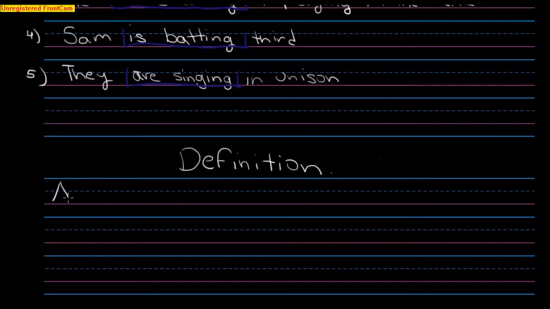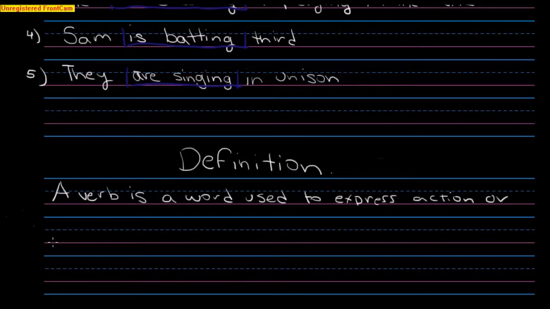A verb is a word used to express action or state of being. Okay. I'm going to write down some examples right now.